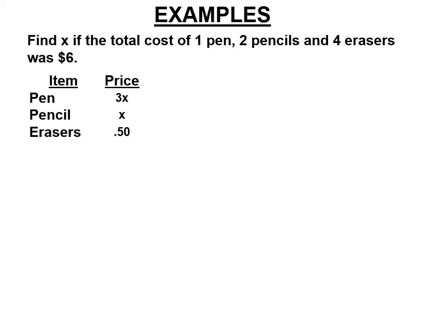Find x if the total cost of 1 pen, 2 pencils, and 4 erasers was $6. So 1 pen costs 3x. 2 pencils apparently cost, well, 1 costs x, and then we have 2 of them. So we have 2x there.